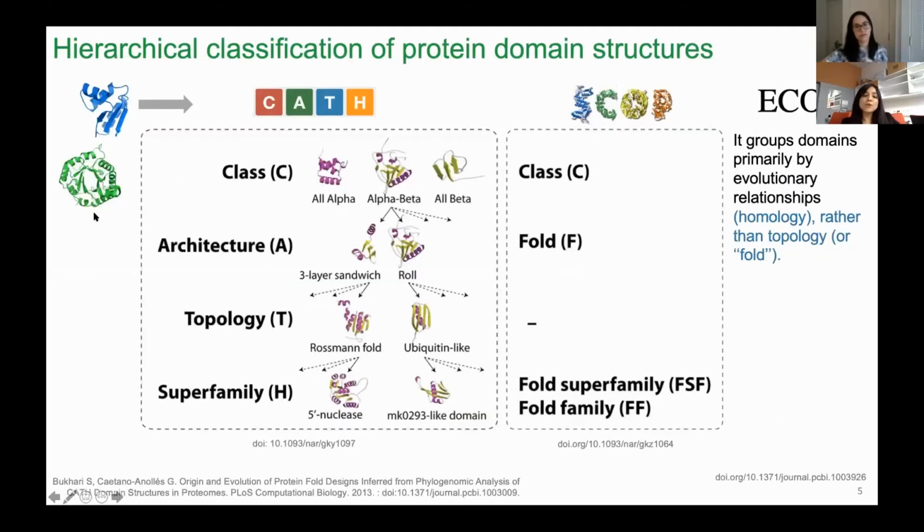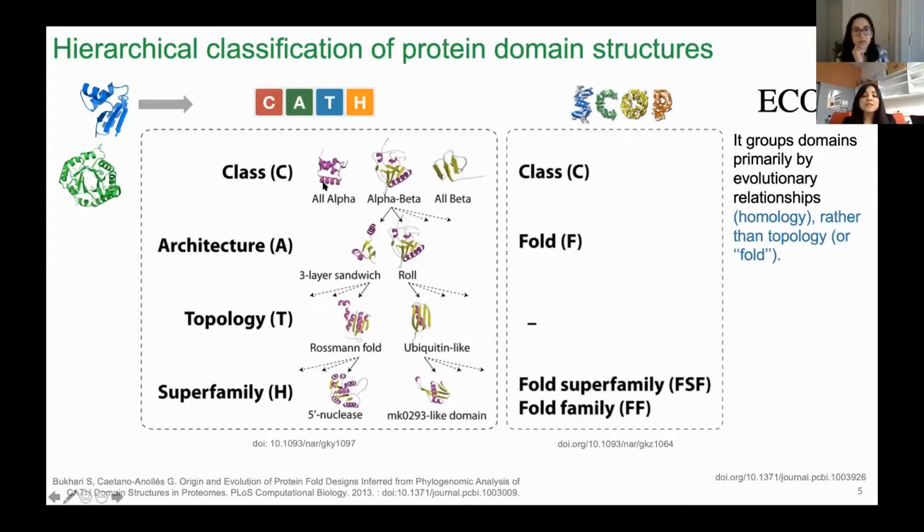But we also know that these globular or three-dimensional domains of proteins can be classified in a hierarchical way. For this purpose, there are databases that classify them. So I will start by talking about CAT. CAT has 4 levels of classification of the domains. The first level is called class, and it's about the overall content of secondary structure of each protein domain.